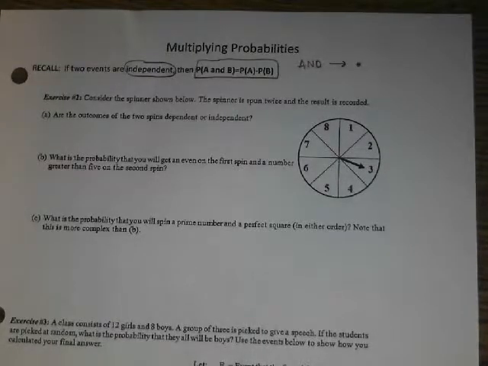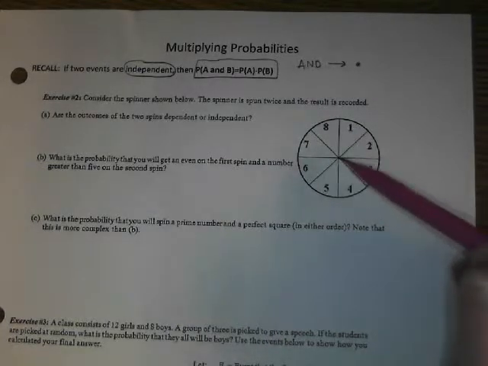Spinner is spun twice. So there's your two events. And that's what it takes to really have to think about independence. You have to be doing multiple events. And the question is, is what's going to happen on the second event affected at all by what happened on the first event? And if it's affected at all, then they're not independent.